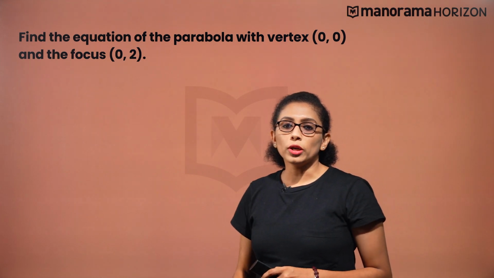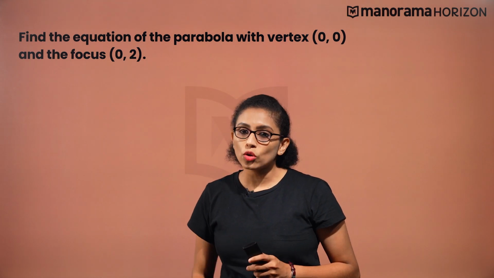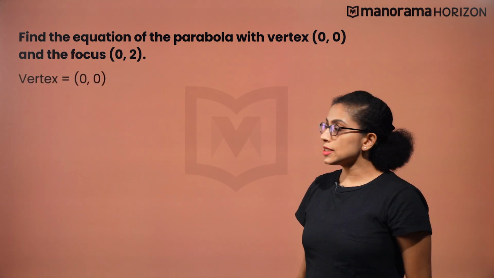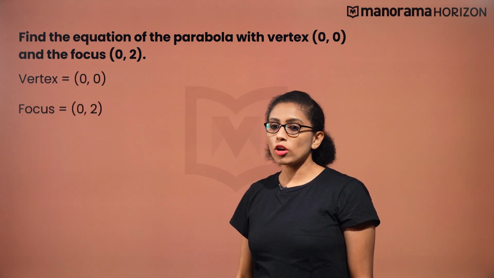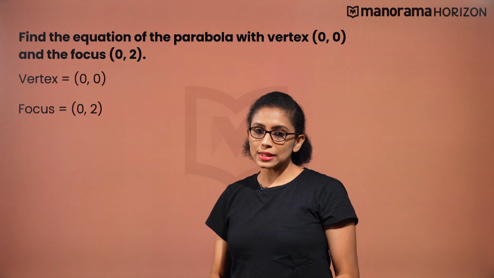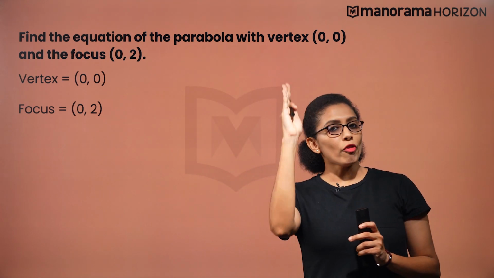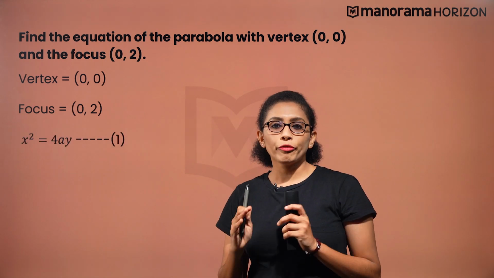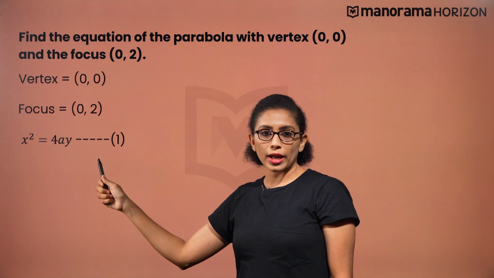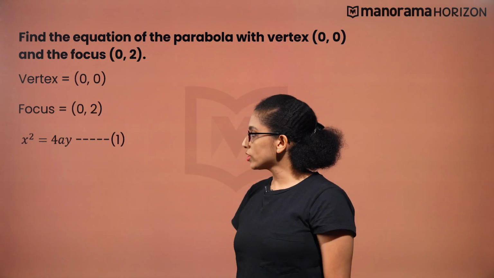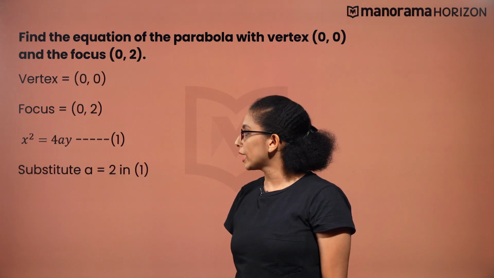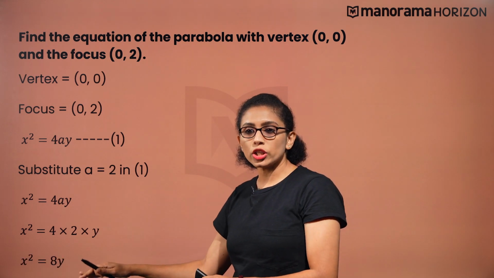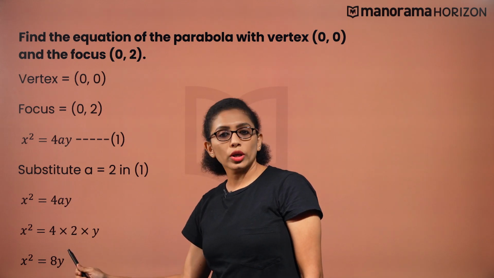Let's see another problem. Find the equation of the parabola with vertex (0, 0) and the focus at (0, 2). Here the vertex is at (0, 0). The focus is at (0, 2), which means it lies on the positive y-axis, right? Therefore, the equation of the parabola is in the form x² = 4ay. Mark it as equation number 1. Now, substitute a = 2 in this equation. We get x² = 8y. So, this is the equation we got: x² = 8y.